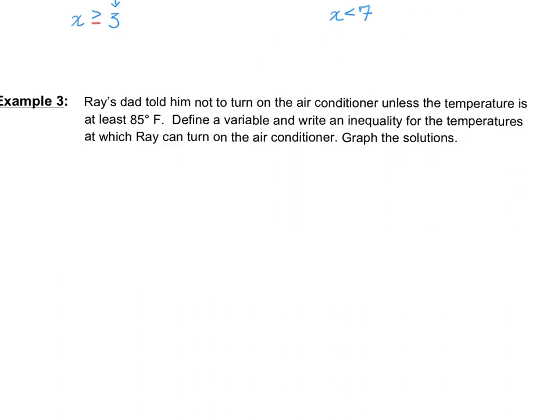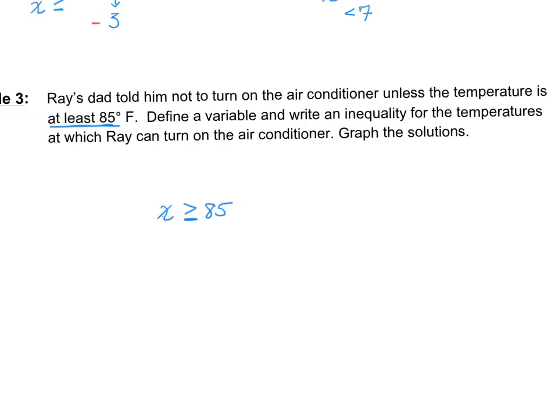Example 3, Ray's dad told him not to turn on the air conditioner unless the temperature is at least 85 degrees. At least, so we have to ask ourselves, could it be 85? If the answer is yes, we're going to have an equal to symbol. We'll need our variable, and it could be 85, or it could be 86 or 87, so it's greater than or equal to 85. So our variable's on the left, then the symbol that we get from the wording, and our number. Let's write this one with set builder notation. For all values of x, such that x is greater than or equal to 85. Just to practice using set builder notation.